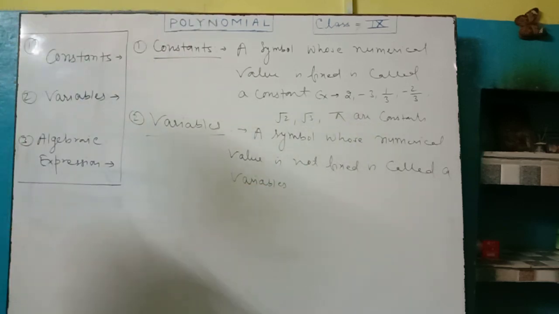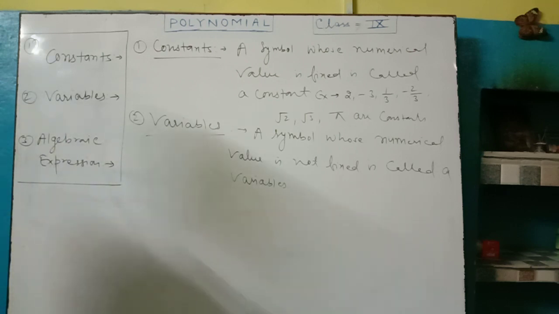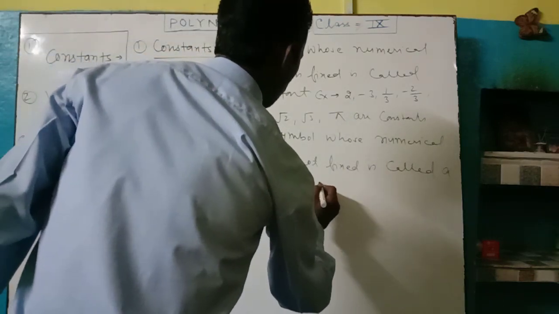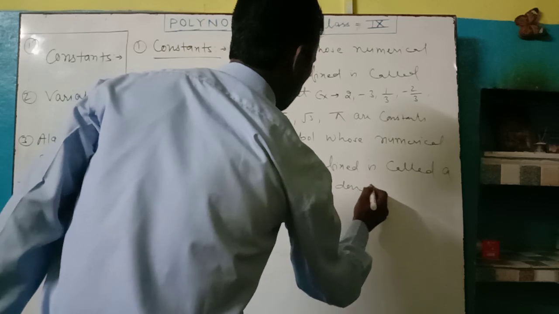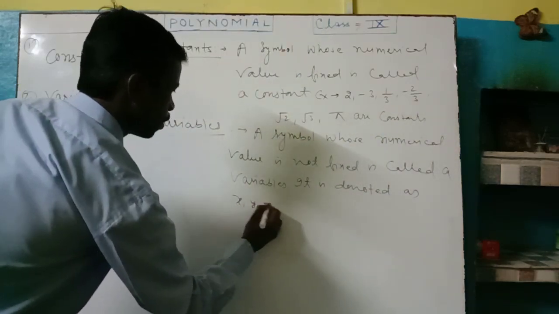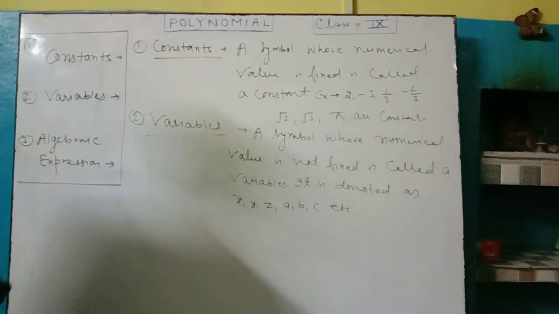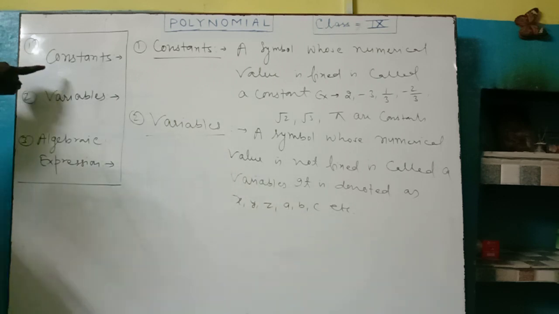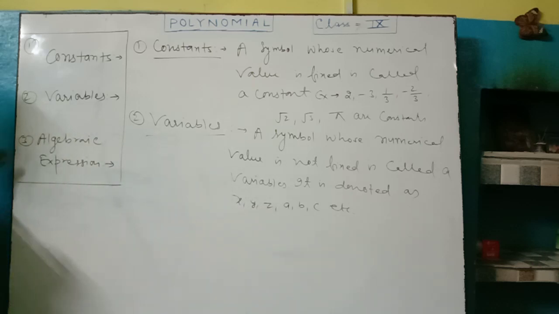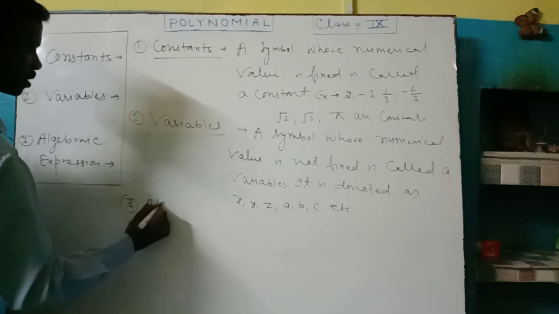It is denoted by English alphabets such as x, y, z or a, b, c, etc. So we have discussed constants and variables. Now we will come to the algebraic expression. What is an algebraic expression?